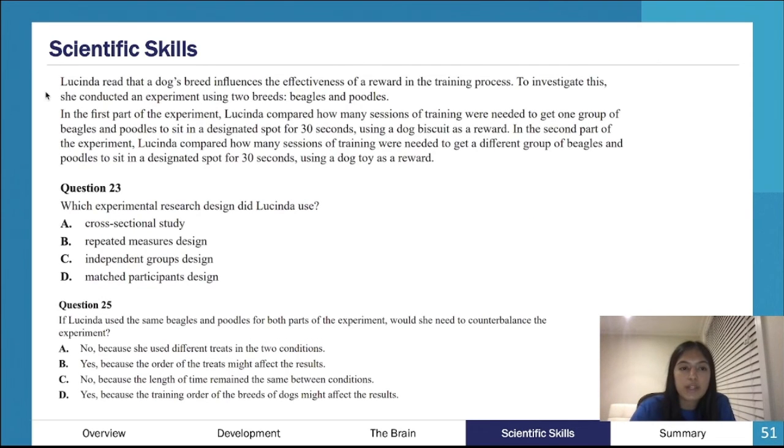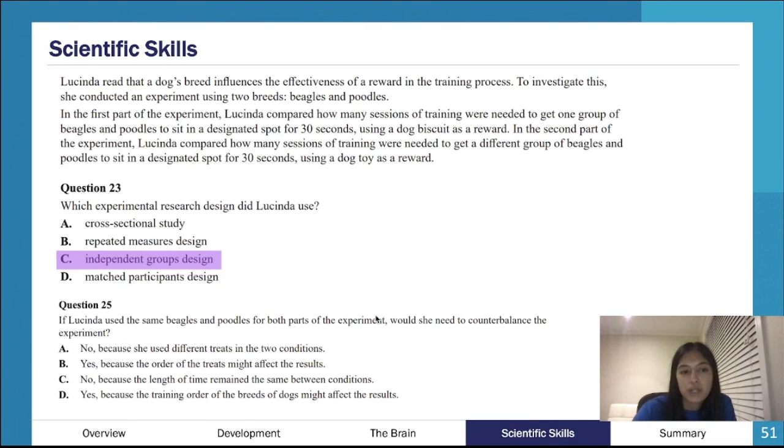Okay, so Lucinda read that a dog's breed influences, blah, blah, blah. I'm just going to skip this. But you can see one group of beagles and poodles to do this. In the second part of the experiment, Lucinda compared how many sessions of training were needed to get a different group of beagles. So a different group, we're thinking of independent groups design there because it's two different groups of participants.